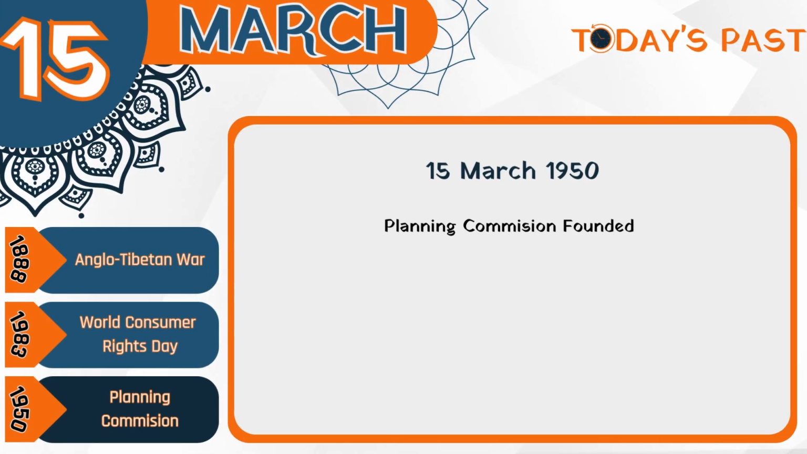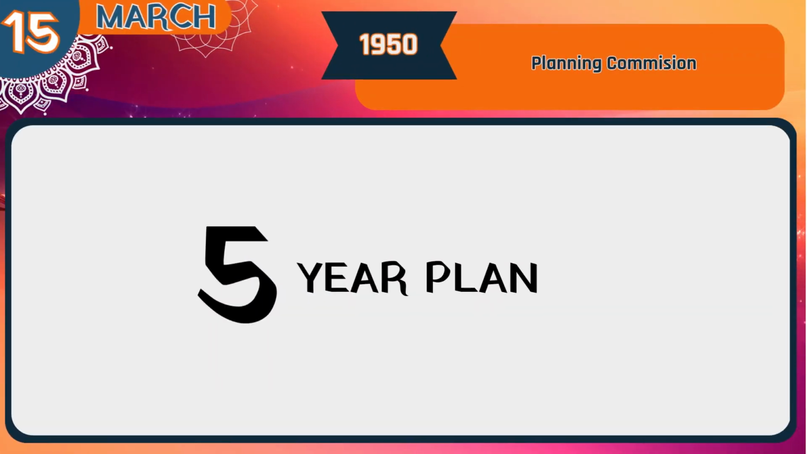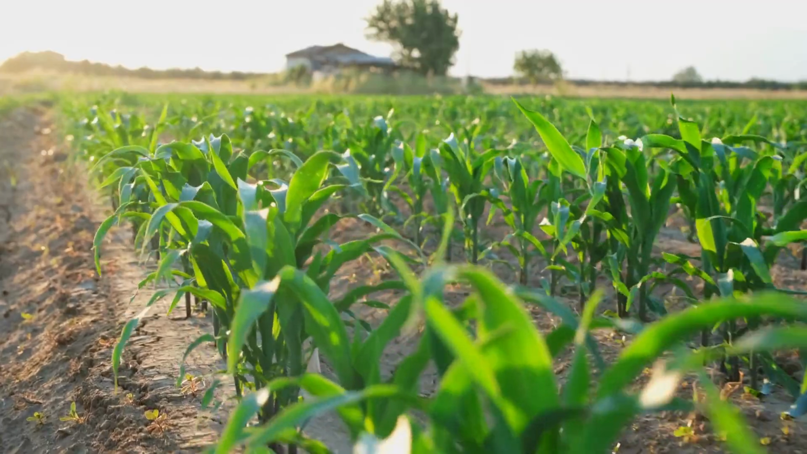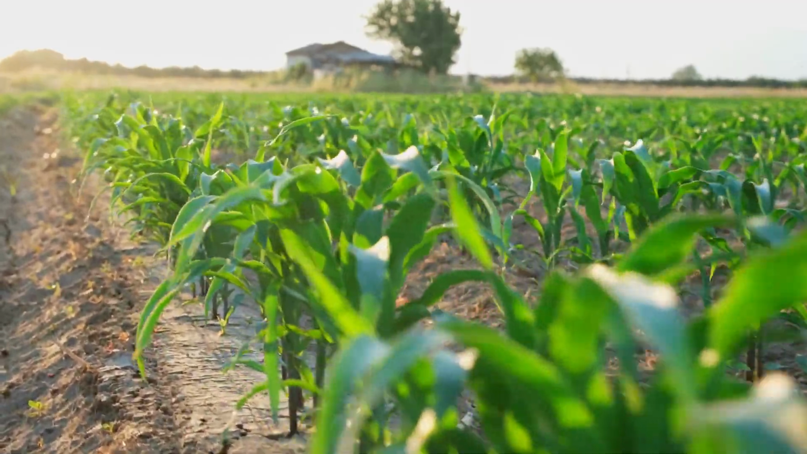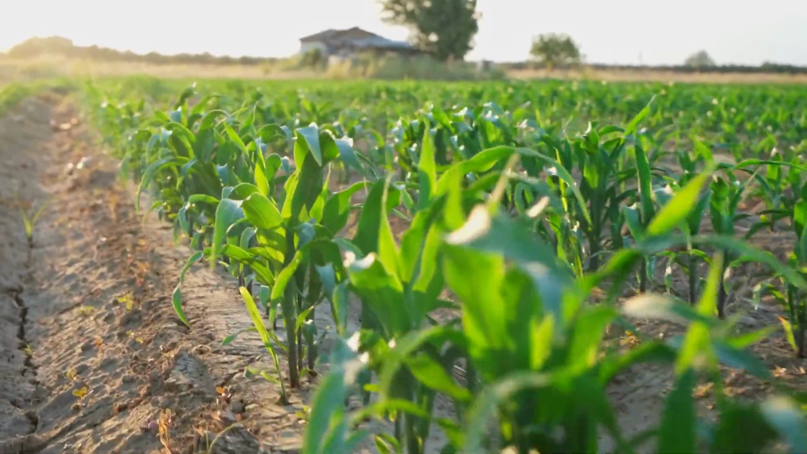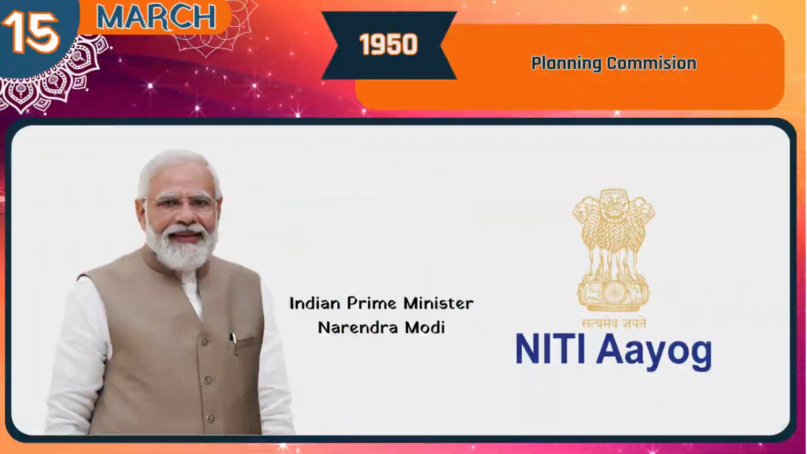On 15th March 1950, the Planning Commission was founded in India. The Planning Commission was a department of the Indian government responsible for, among other things, creating the country's 5-year plans. In 1951, the first 5-year plan was introduced. It had a major emphasis on the expansion of the agriculture industry. After much turmoil and wars, the 5-year plans were unsuccessful and they were reintroduced later.